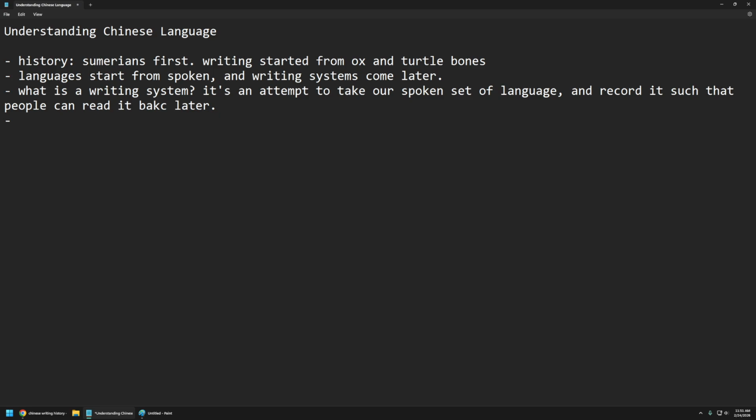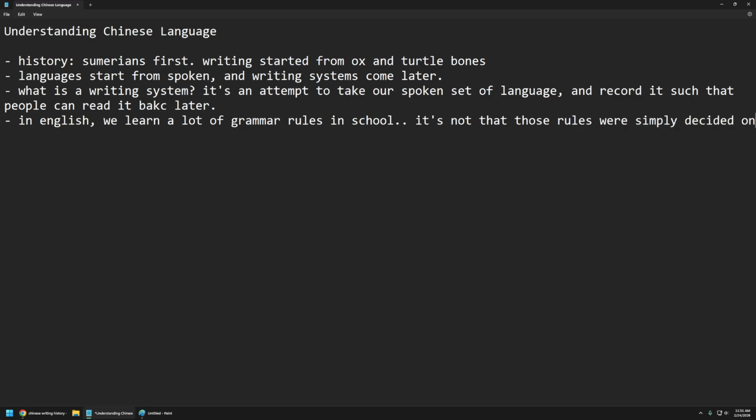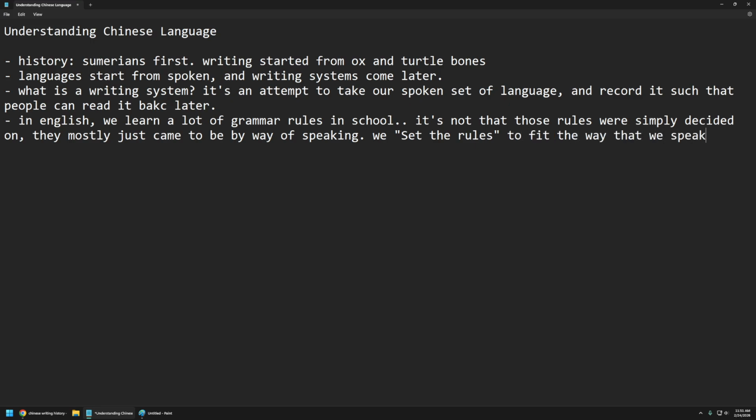So in English, for example, we learn a lot of grammar rules in school. It's not that those rules were simply decided on, they mostly just came to be by way of speaking. We set the rules to fit the way that we speak. So this is why some rules have a bunch of exceptions or complications. It's not that we designed it to be complicated, it's that we had to, because we're not creating a new language, we're just creating a writing system for our language.